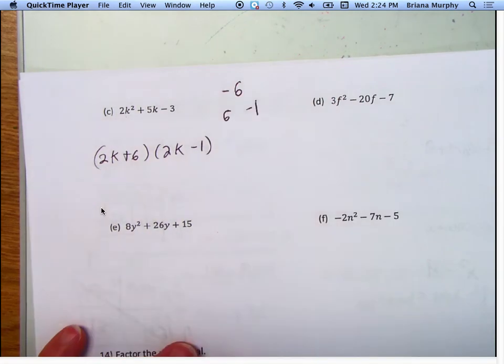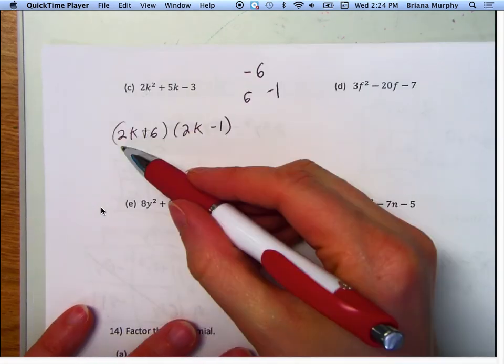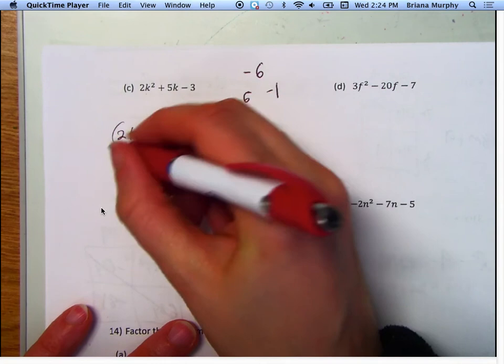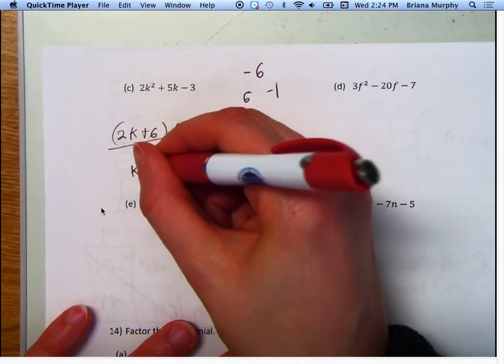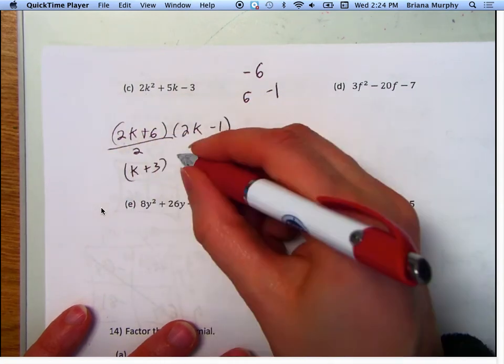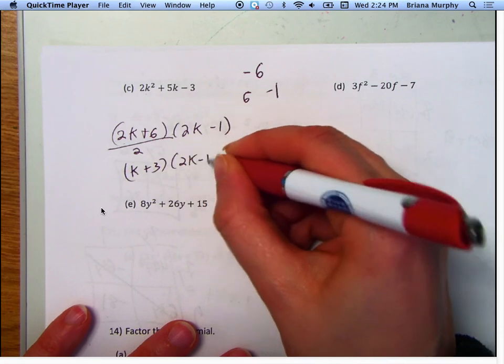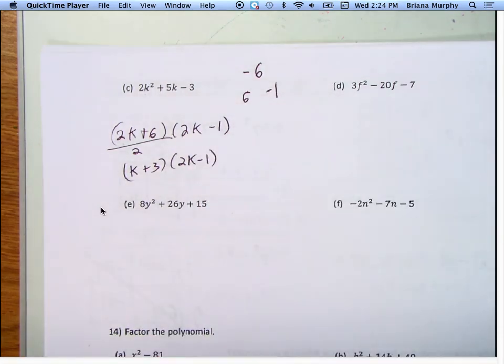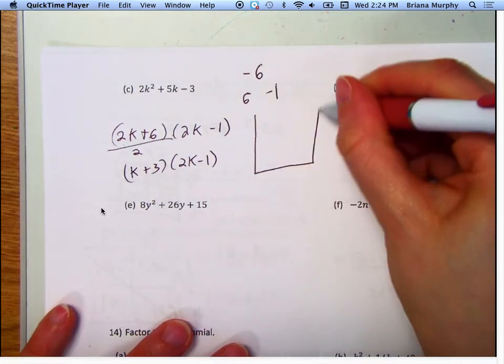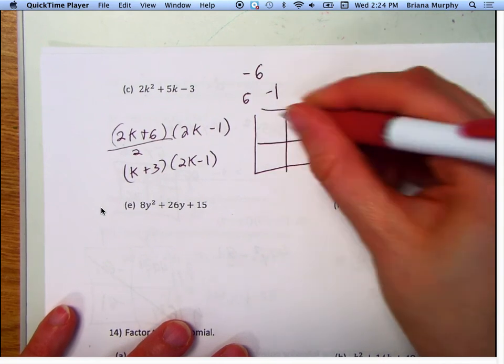And then we're going to divide by the greatest common factor. What's the biggest number that goes into 2 and 6? 2. So we're left with k plus 3 times 2k minus 1. You showed us so many different ways. I know. It's in whichever way works for you.